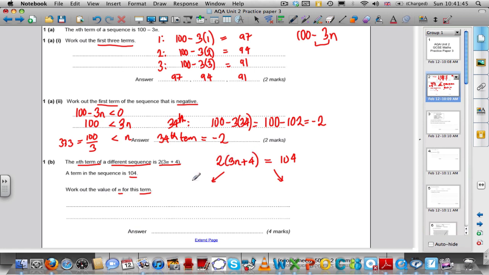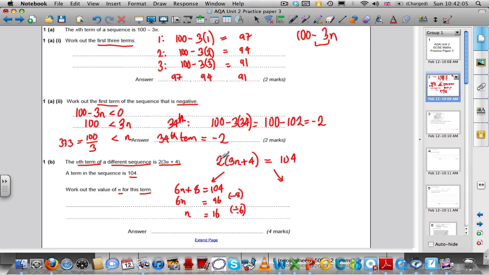The first one, you could expand out the brackets and get 6n plus 8 is equal to 104. Then you subtract 8 from both sides, you get 6n equals 96. Then you divide both sides by 6 and you get n is equal to 16.